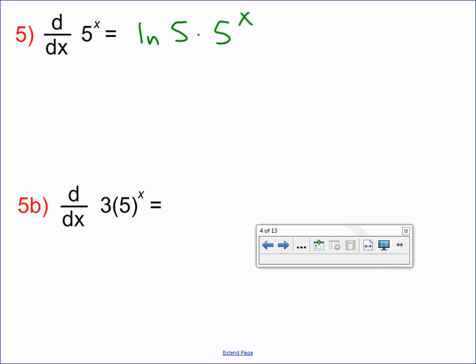And that does work for the derivative with respect to x of e to the x. It's just ln of e times e to the x. And the ln of e is just 1. So that rule holds true for any positive base constant exponential.